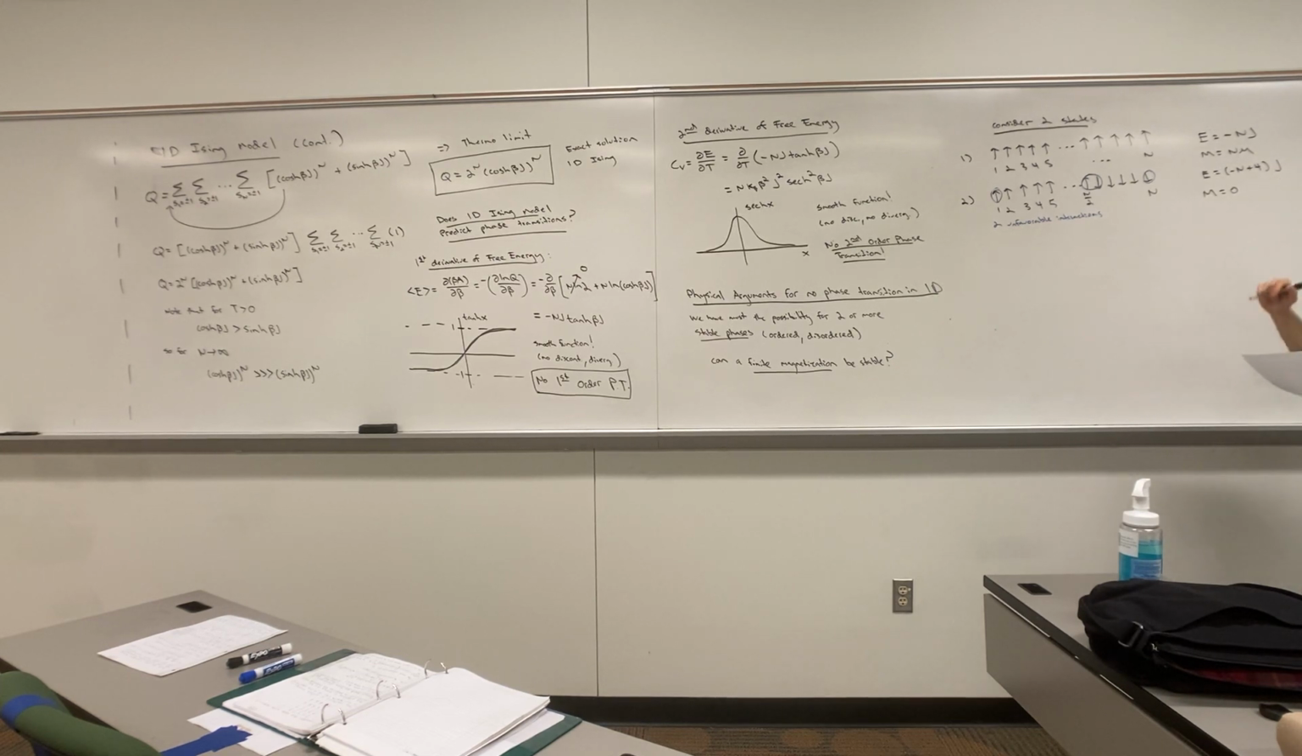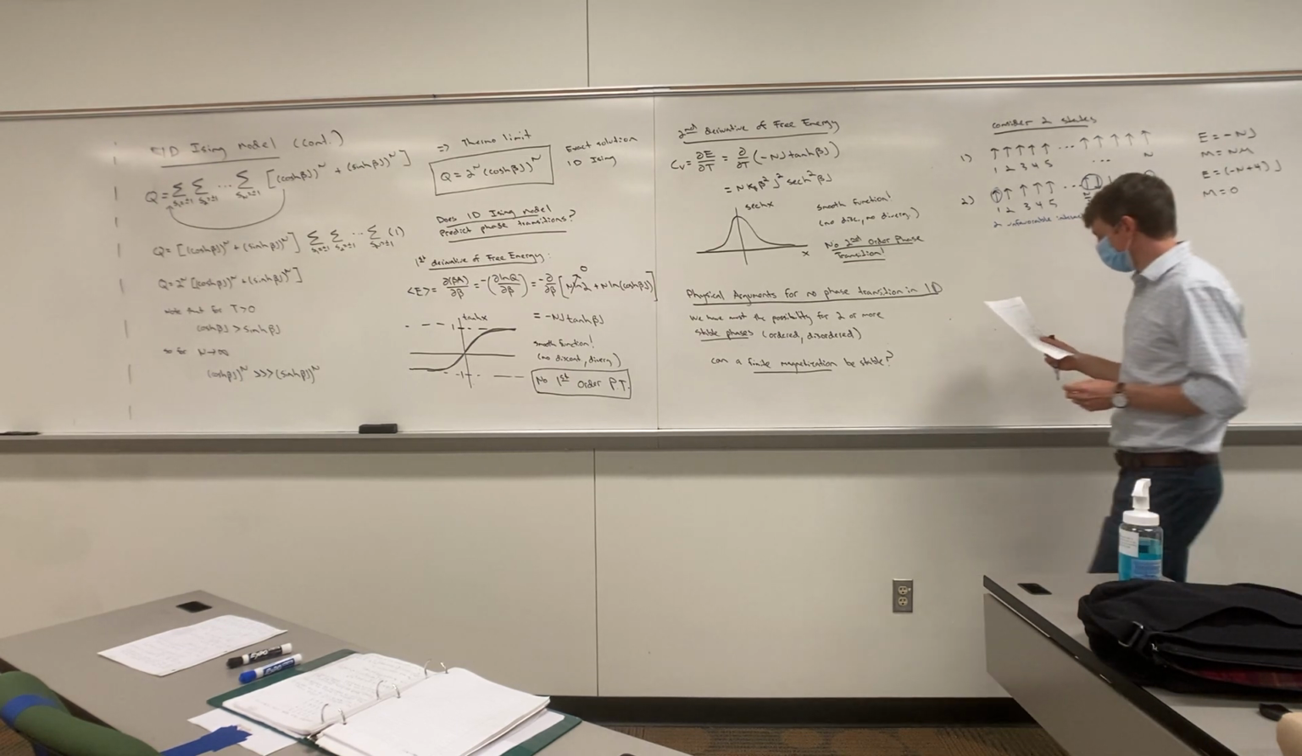Yeah? So if you had a row of all up spins, except one of them flipped, you would still only have 2 unfavorable interactions. Yeah, that would have the same energy as that, but that doesn't have magnetization equals 0. Okay. So the reason I chose this is because I want magnetization equals 0, and you'll see why. Yeah, that's right.